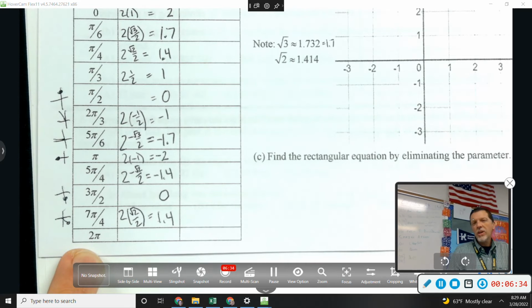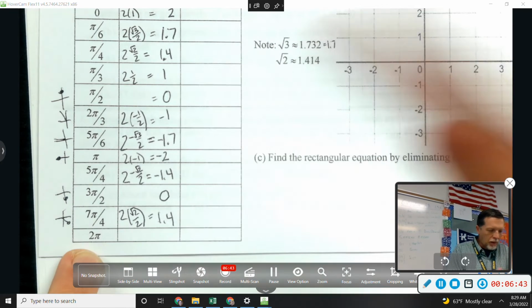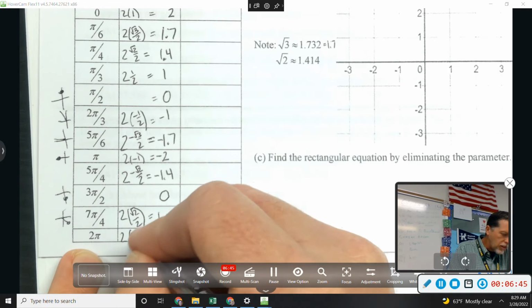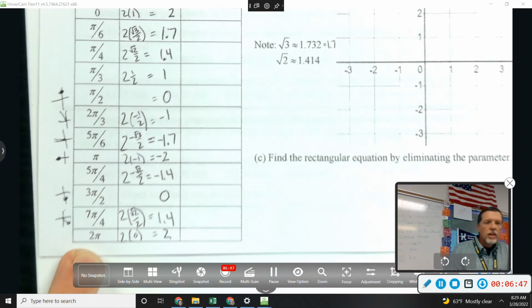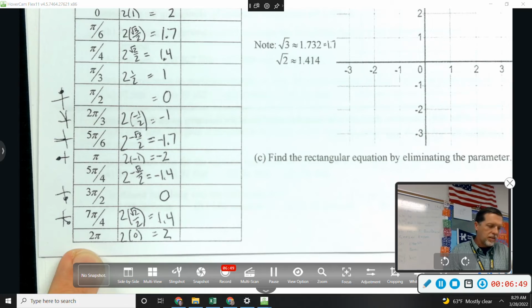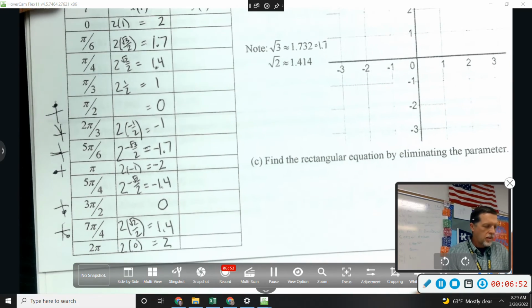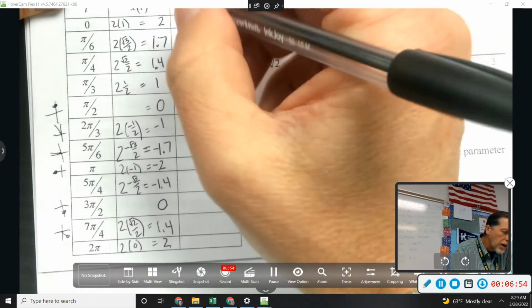I bet I would have caught that on the picture because that graph would have looked really funny with that point. So, some built-in check. When you do multiple things in a problem, sometimes it checks itself. Okay, all of that for the x-coordinates. Now I got to do 10 more problems for the y-coordinates.